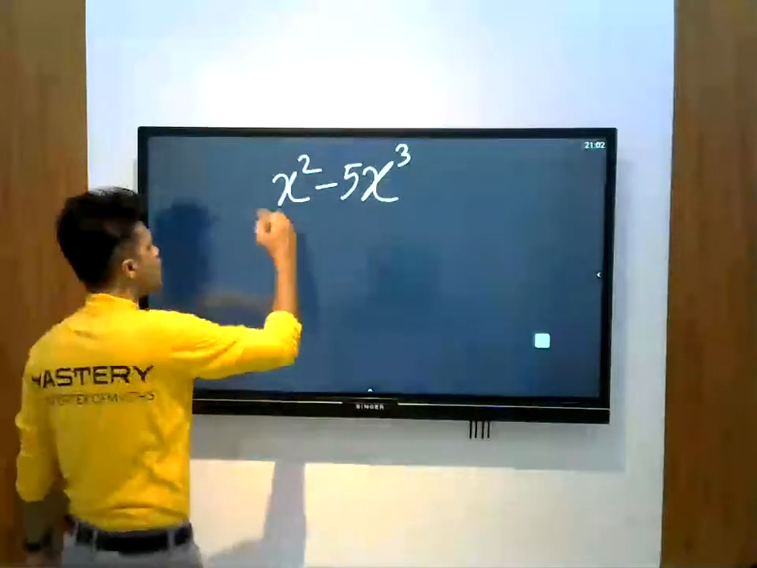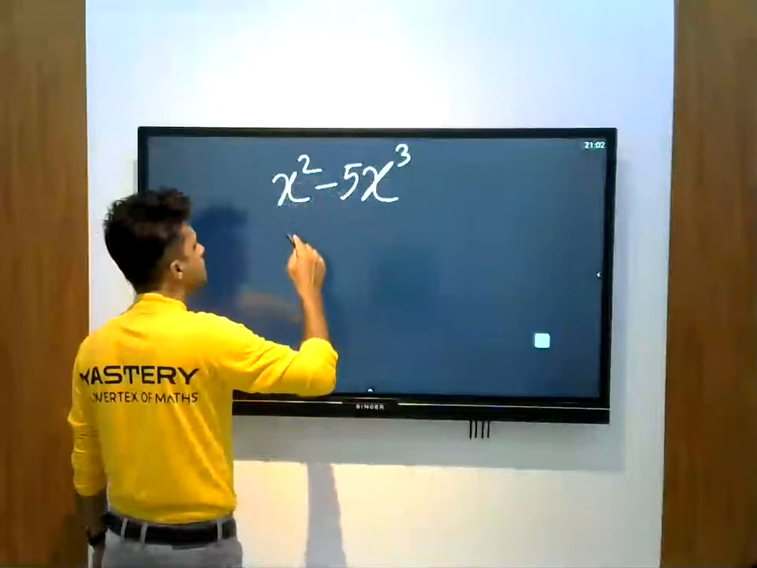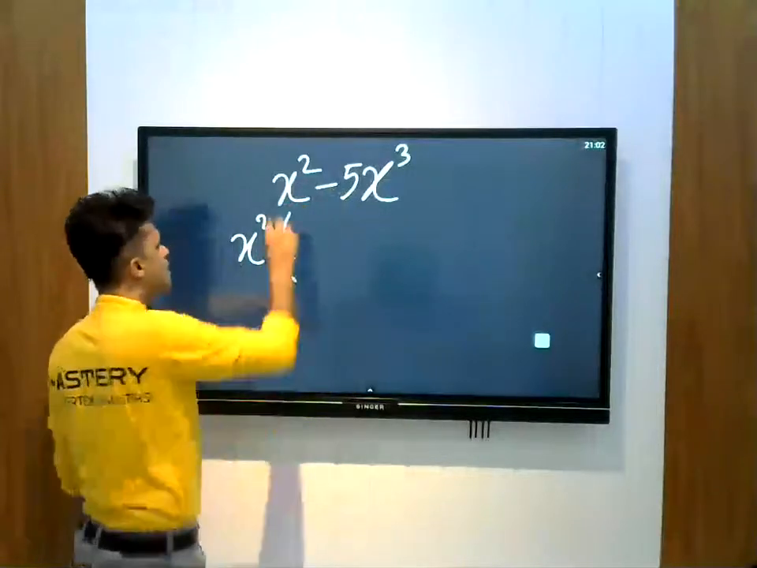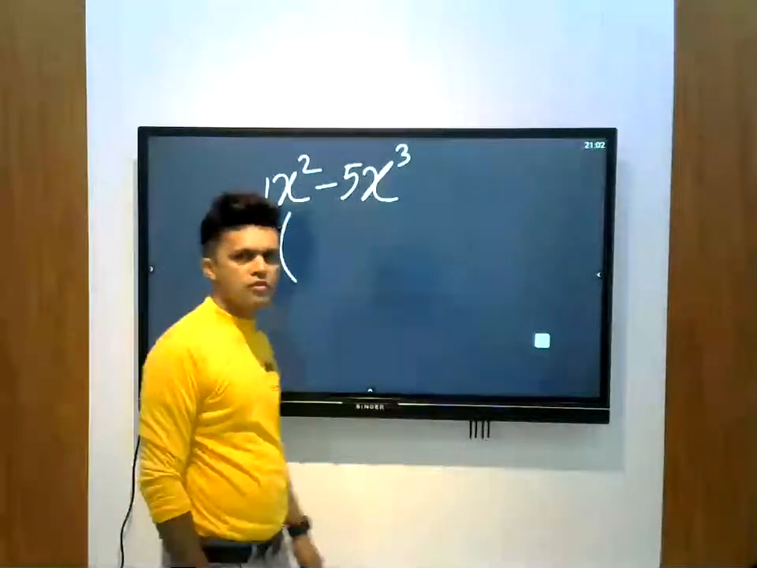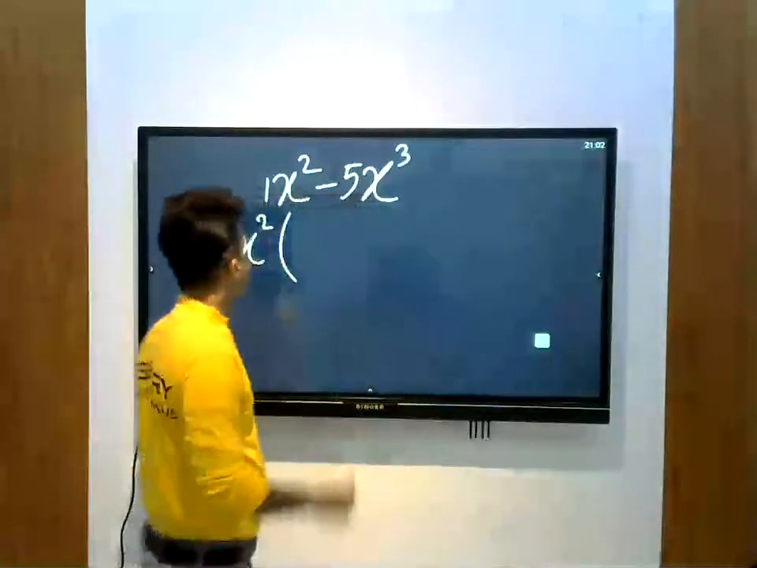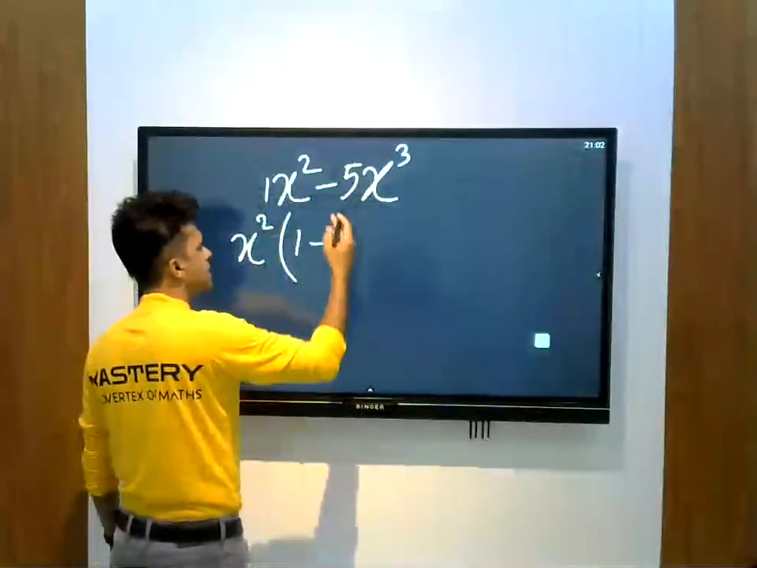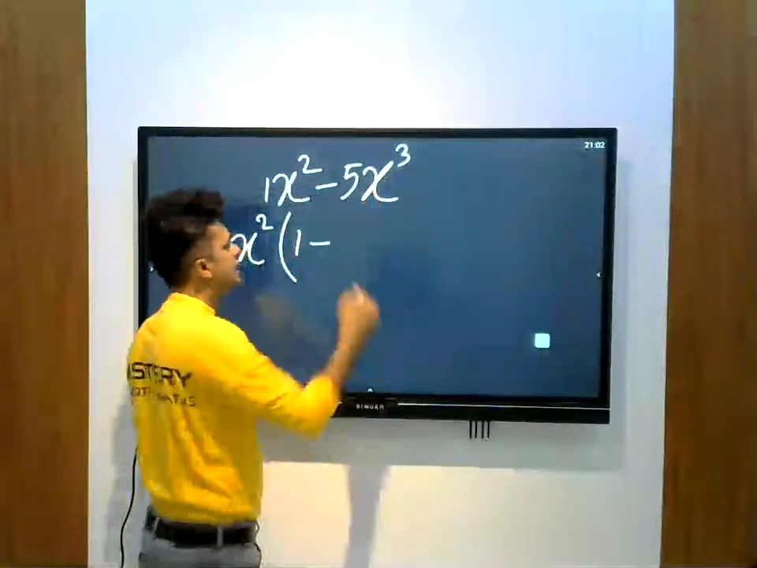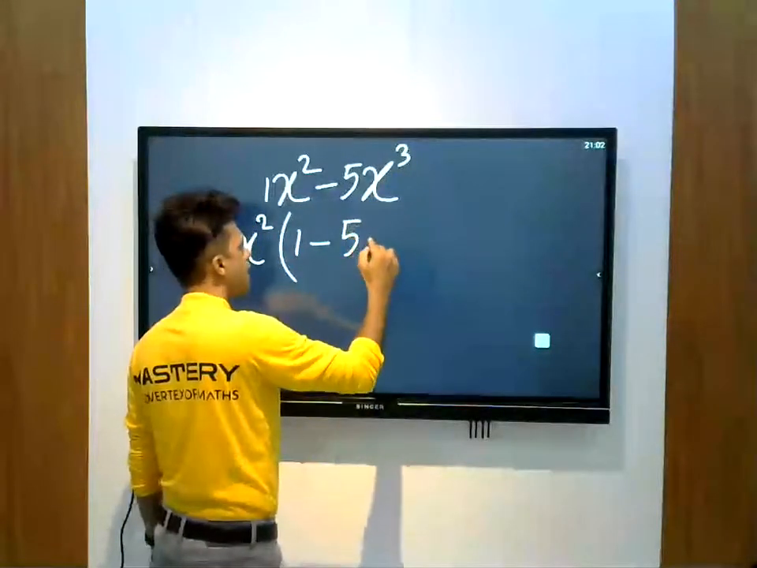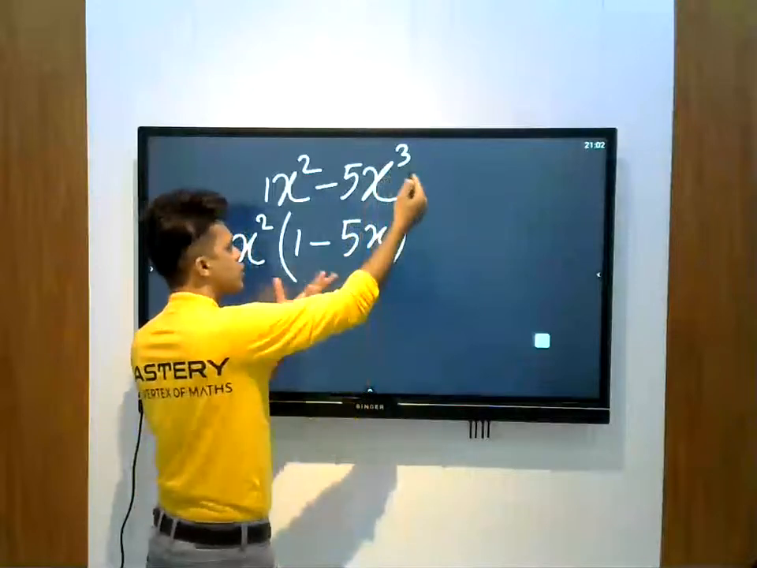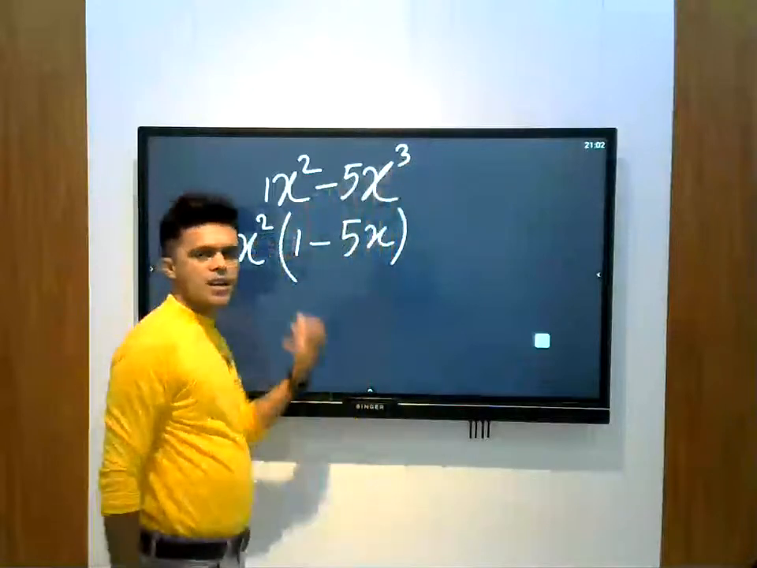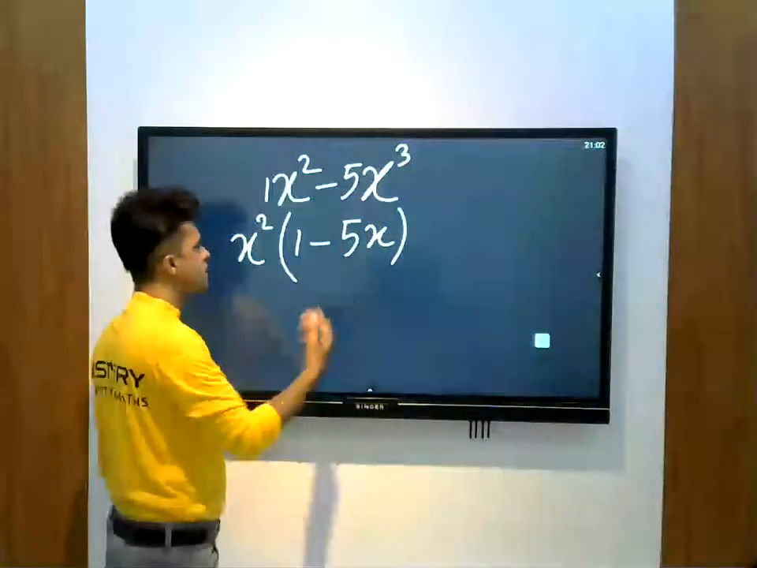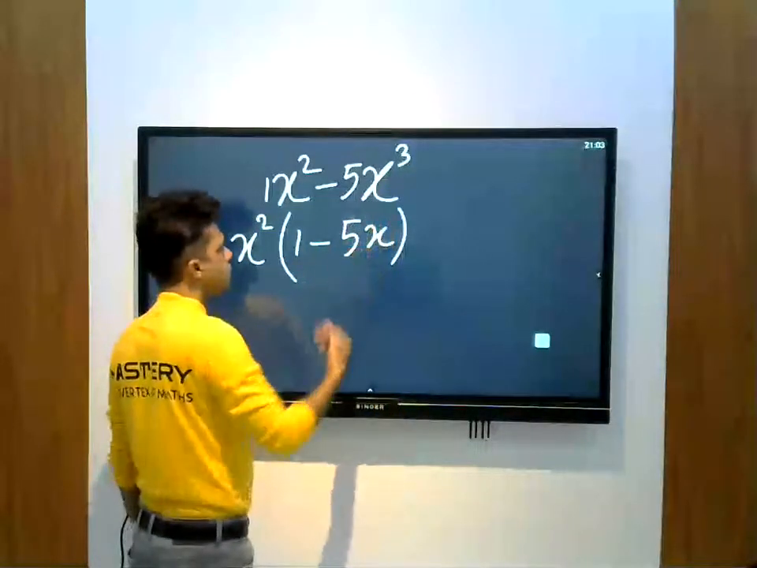Yes, you could take x squared as the common factor. The coefficient of x squared is 1. After taking x squared from x to the power 3, the answer is 1 minus 5x. From x to the power 3, you have already taken x to the power 2. So the remaining term is minus 5x.